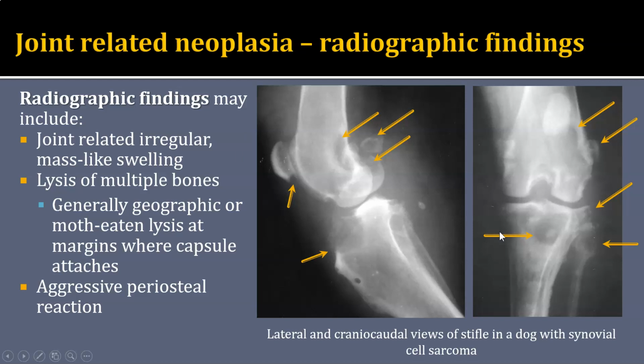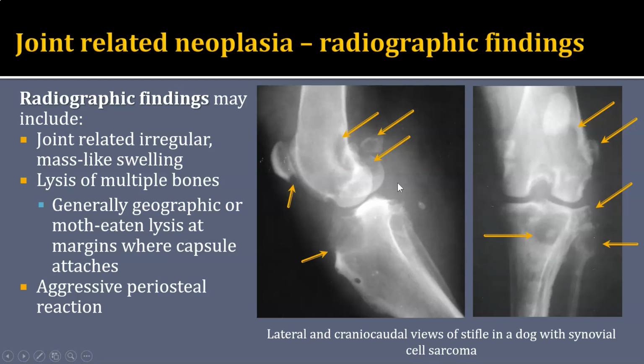These are orthogonal views of a stifle of a dog. This dog has previously had an extracapsular repair of its cruciate ligament, and so that's what this little discrete lucency is in the tibial tuberosity. But this patient has quite a bit of extensive soft tissue swelling that is irregular and mass-like.